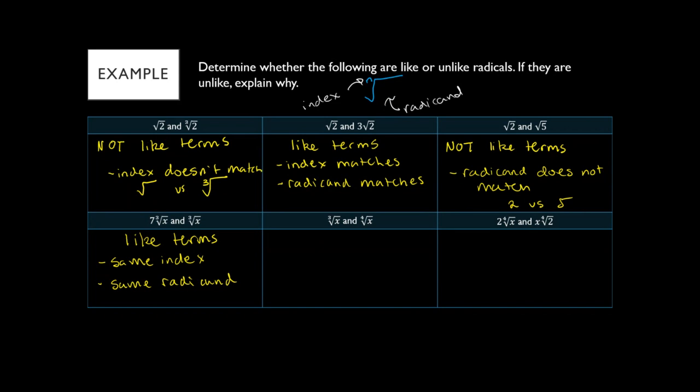So the middle one here, we've got the cubed root of x and the 4th root of x. So the radicand matches because they're both x inside there, but the index does not match. So these are not like terms.